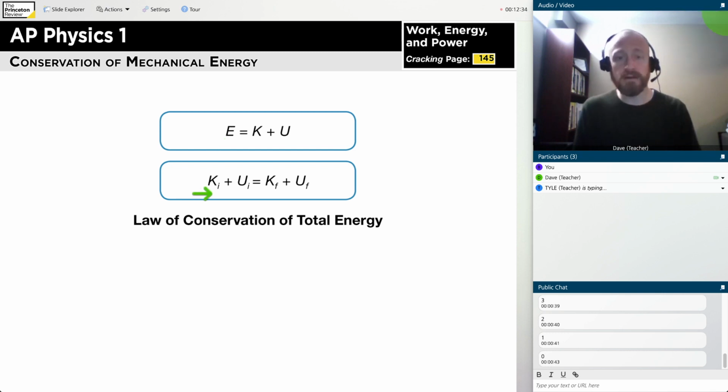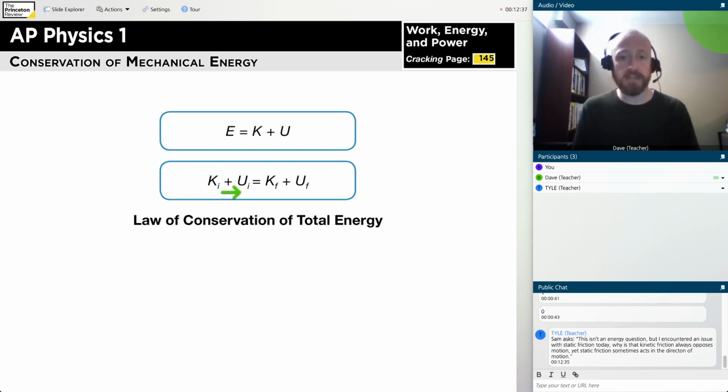So one of the ways we could try to express that is like we see here. Add up the kinetic and the potential energy at some initial time. That should balance with the sum of the kinetic and the potential energies at some later time in some final state.